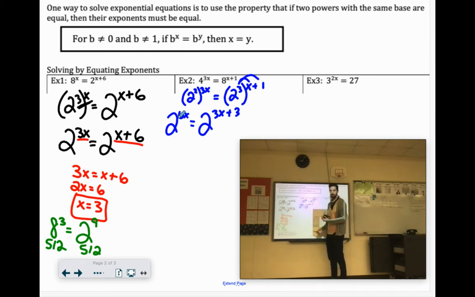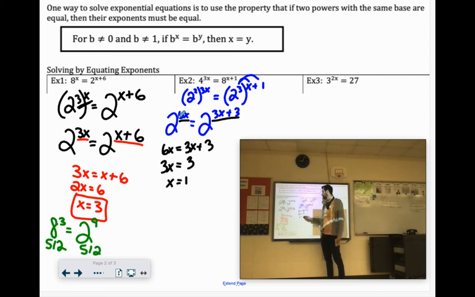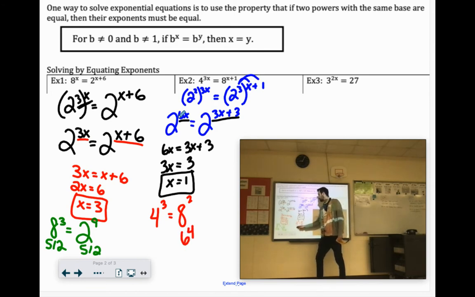Now again, once you get that common base, you're just solving for the exponents. So we're solving the equation 6x equals 3x plus 3. So we'll subtract 3x from both sides. 3x equals 3. Divide by 3 and you get x equals 1. You should double check it in the originals to make sure it works. So 4 to the 3 times 1 would be 3 equals 8 to the 1 plus 1 is 2. Now 8 squared is 64. 4 to the third is also 64, so it worked out.